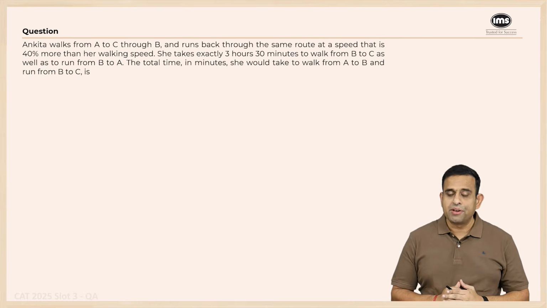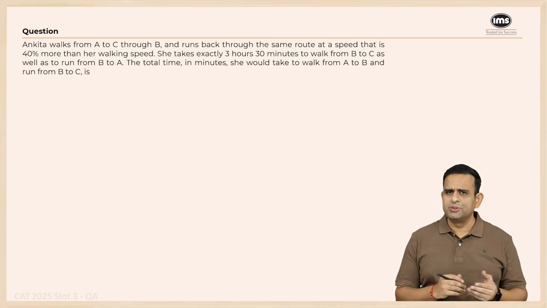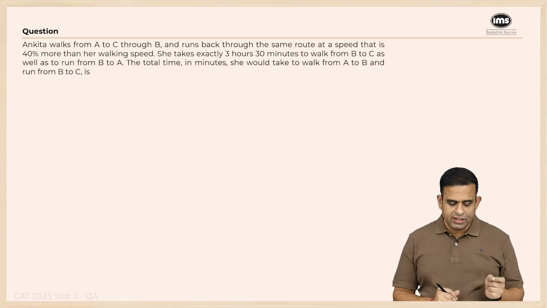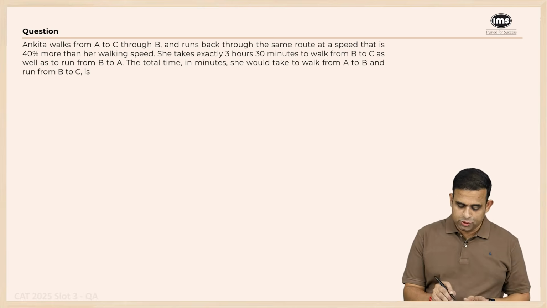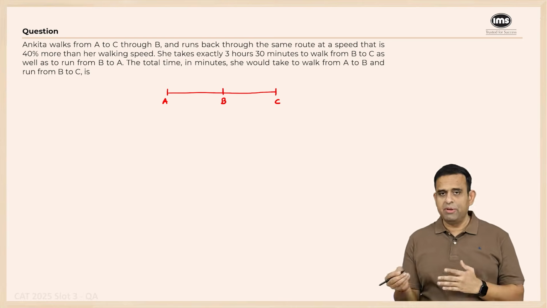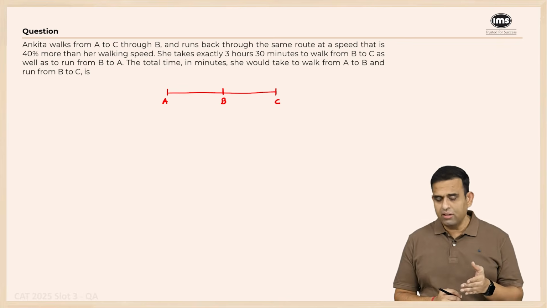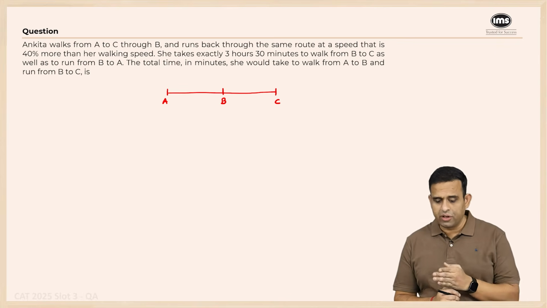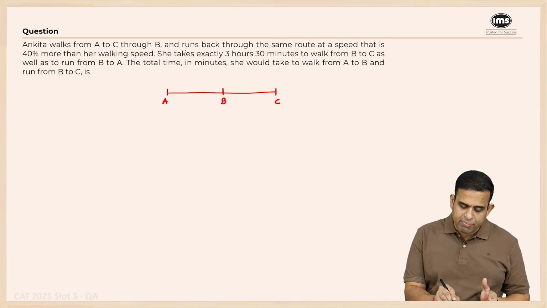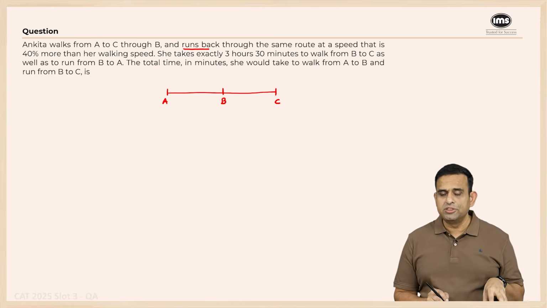The next sum happens to be an interesting one and an easy one as well. People who understand TSD properly would be able to get this one in a short time. Ankita walks from A to C through B. So understand what is happening: initially Ankita was going from A to C through B. We don't know the distances of AB and BC. So while going, Ankita is walking. So A to B walking, B to C walking. But for the return journey, she runs back the same route at a speed which is 40% more.